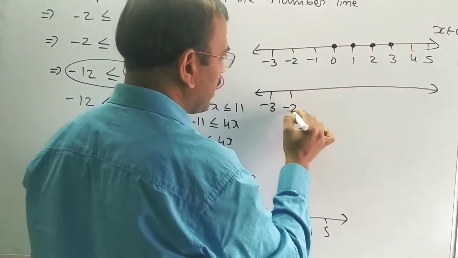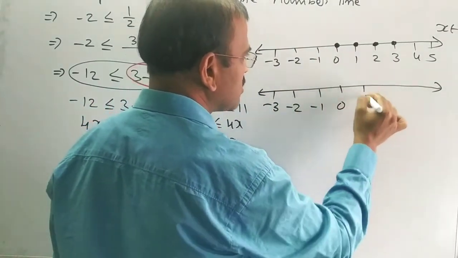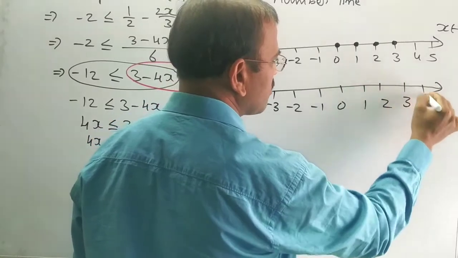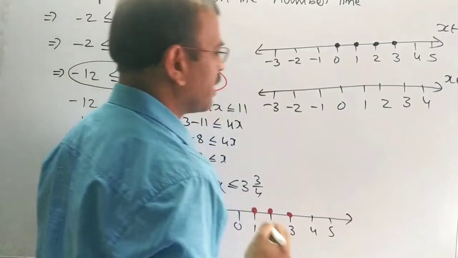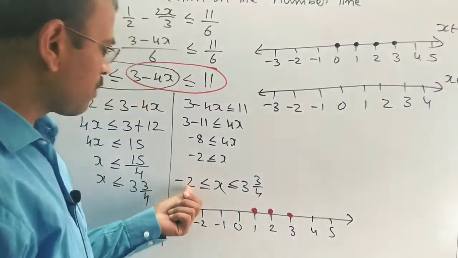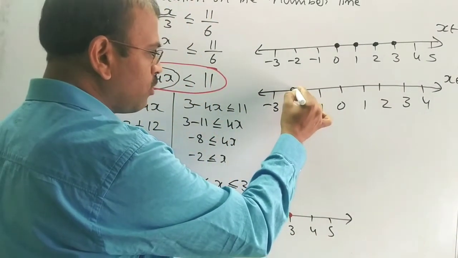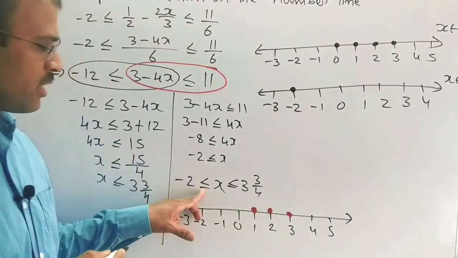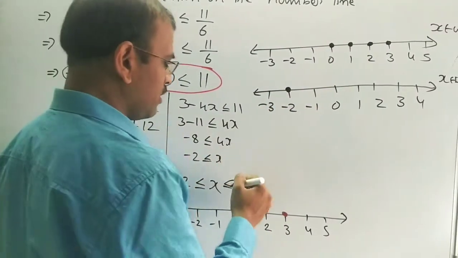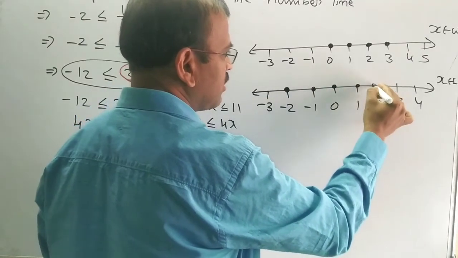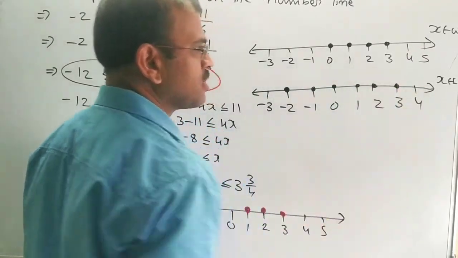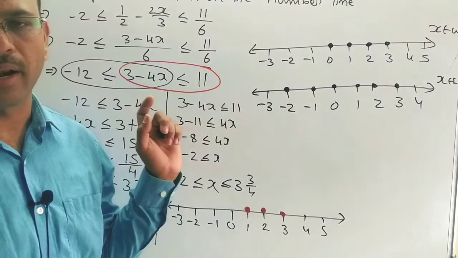Minus 3, minus 2, minus 1, 0, 1, 2, 3, 4. So x belongs to integers. When x belongs to integers, now plot it. Minus 2 is included. Here, if you see the arrowheads, minus 2 is included. Minus 1, 0, 1, 2, 3. This is the solution for this number line.